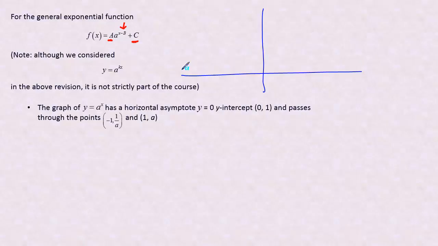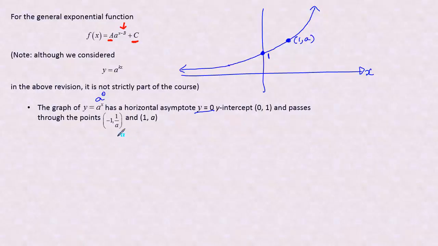So y equals a to the x, provided that a is positive, always looks like this. So it asymptotes to the x-axis, which is y equals 0. It always crosses here at 0, 1, because we know that a to the 0, so x is 0, y is 1, a to the 0 is 1. So it will always cross here. It's always going to go through the point 1, a, because when x is 1, we just get y equals a. So we'll have the point 1, a on here.